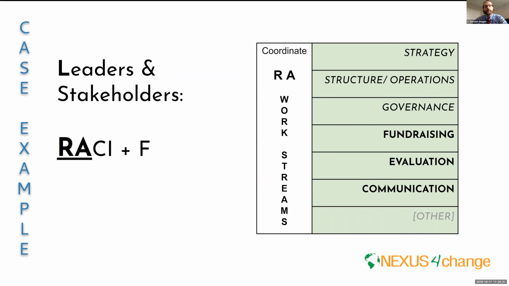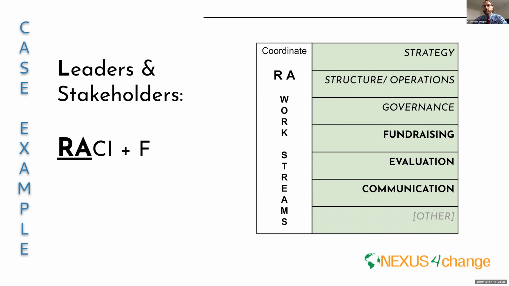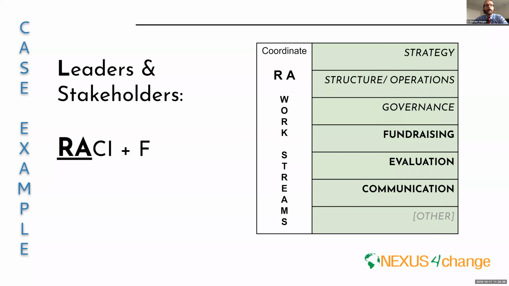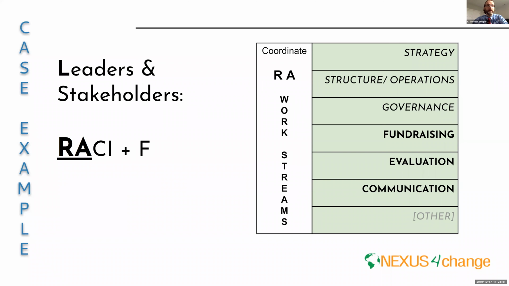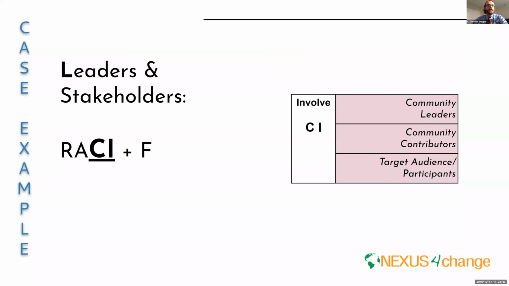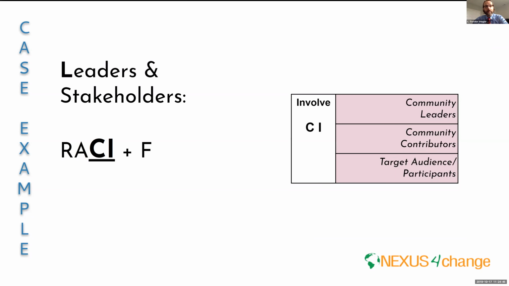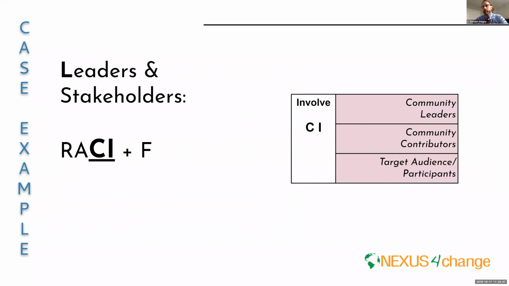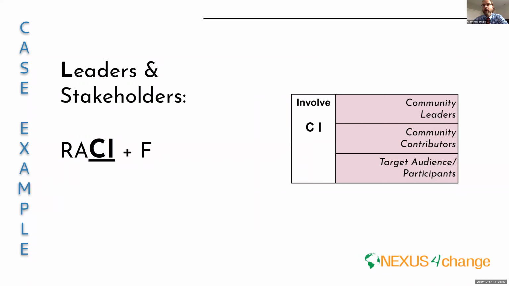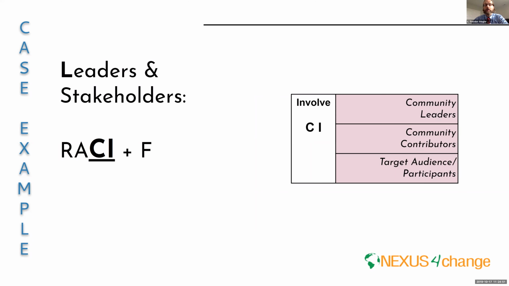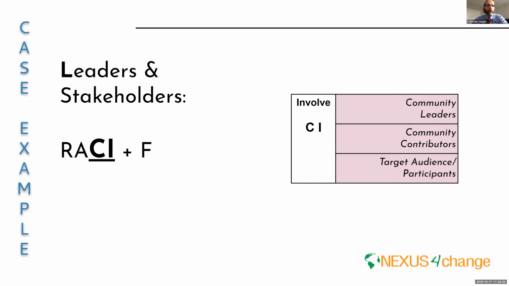So your fundraisers, your evaluators, each individual team would likely have a leader or a lead individual that would be the one accountable, the rest of the team, and that individual responsible. In the next group, in the ones that need to be informed or involved, these are community leaders, community contributors. This particular process that we're looking at is community building and community impact projects focused.